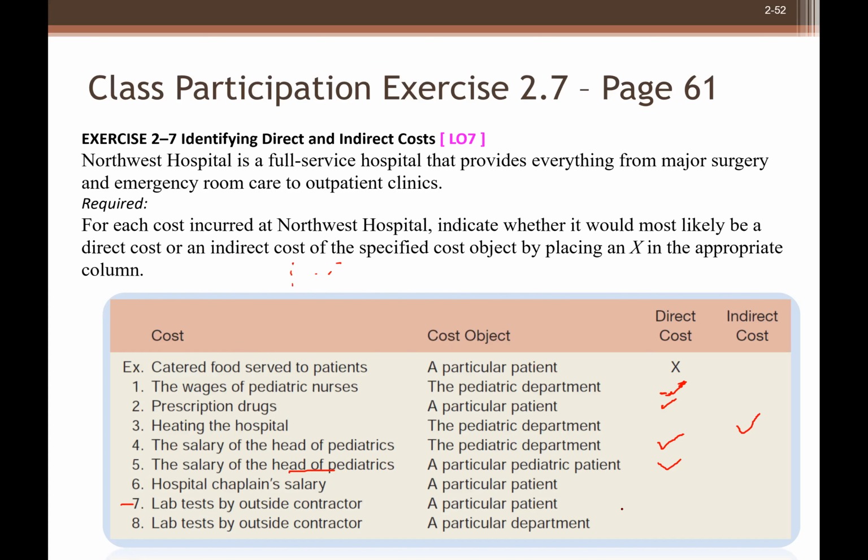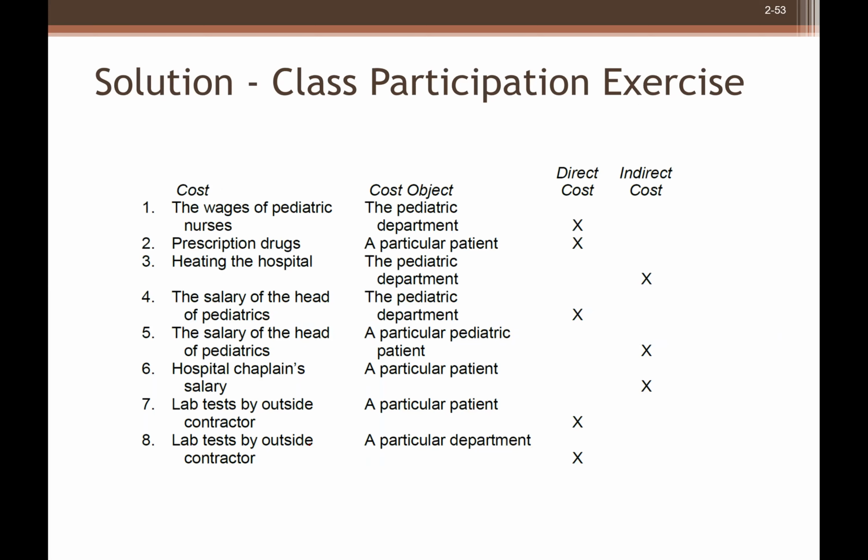the coronavirus. So he goes outside, he pays the bill, and he just comes back. So that cost is traceable, right? The last one is a lab test by an outside contractor on a particular department. Indirect cost. It is a direct cost as well. You can easily calculate how many coronavirus tests are done with this department. That's it. Right? So I have pasted the solution here.